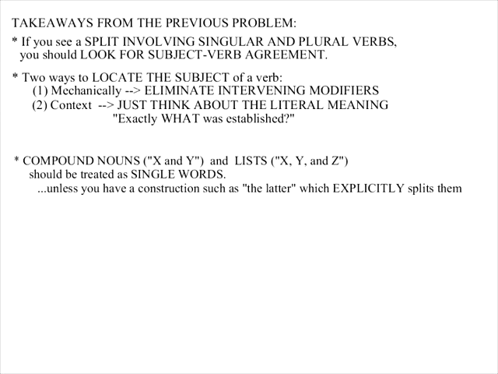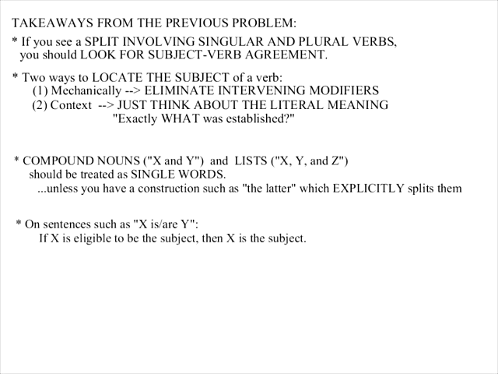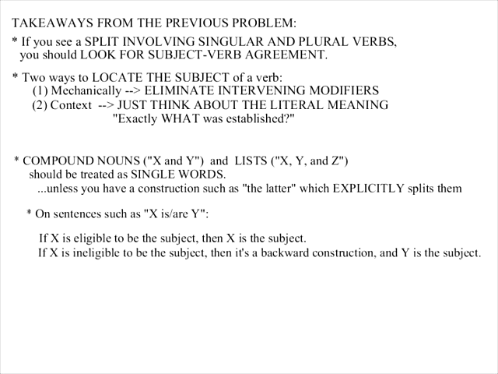And then the other takeaway is, on sentences such as X is or are Y, if X is eligible to be the subject, then X is the subject. If all of X is ineligible to be the subject, then it's a backwards construction, and Y is the subject. So it's definitely a mouthful. There's a lot of stuff going on in this problem.